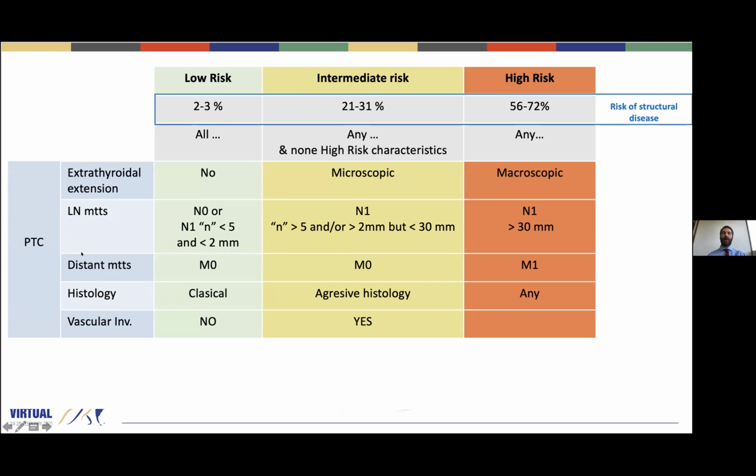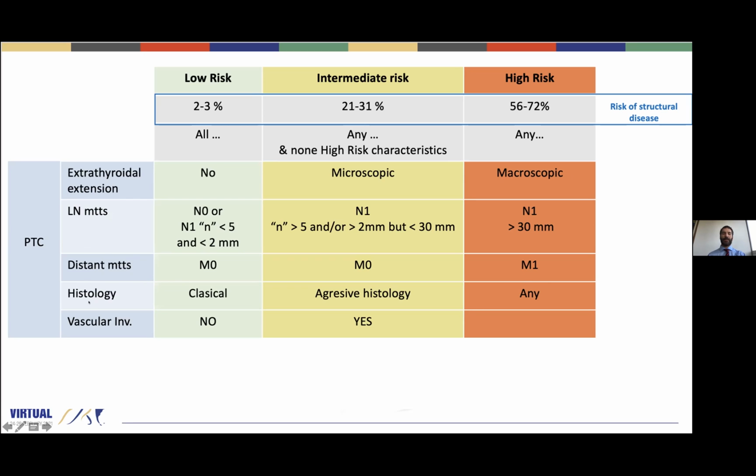For patients with papillary thyroid cancer, the characteristics that we will use to classify the patient are if they have extrathyroid extension or not, and if they have it, if it is microscopic or macroscopic, and if they had lymph node metastases, and if they have them, what is the number and the size. The larger the size and the larger the number, the higher the risk. Also, we have to know if the patient has distant metastases. If they have them, they are high risk.